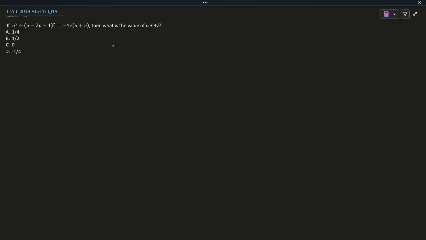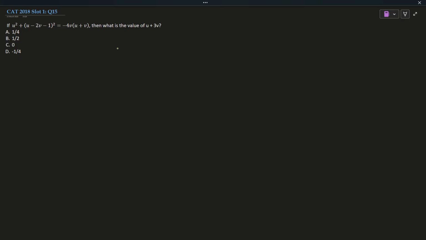u square plus u minus 2v minus 1 whole square equal to minus of 4v into u plus v, then the value of u plus 3v. Okay guys, when you get these types of questions, the first thing that usually comes into a student's or aspirant's mind is that we have only two variables and we are given only one equation.